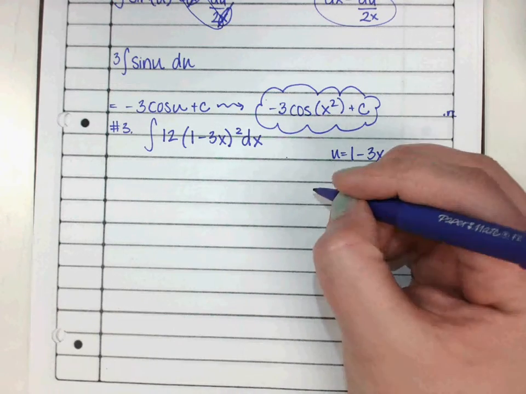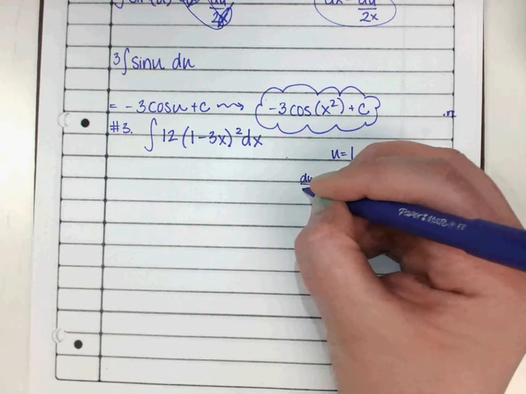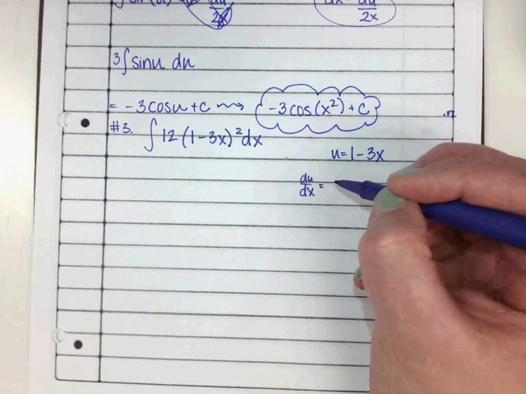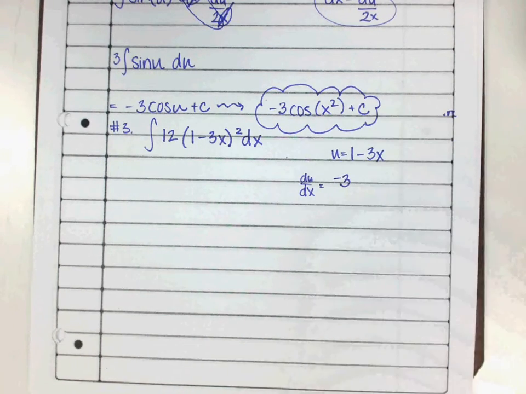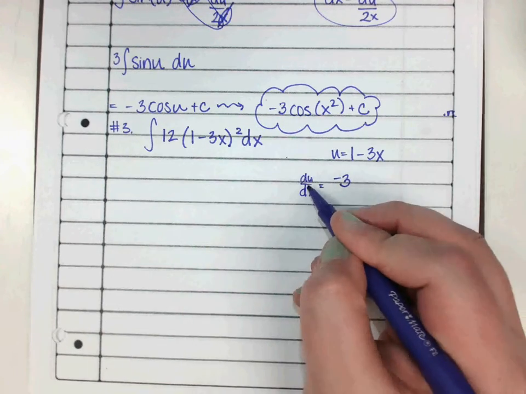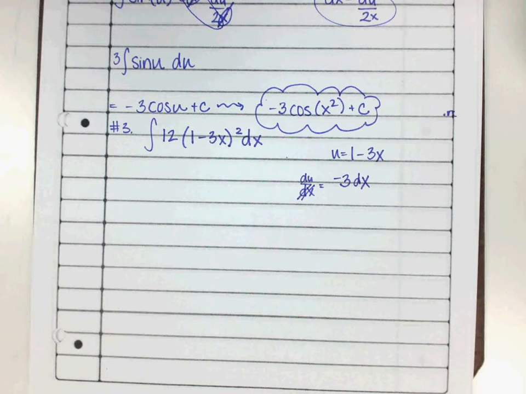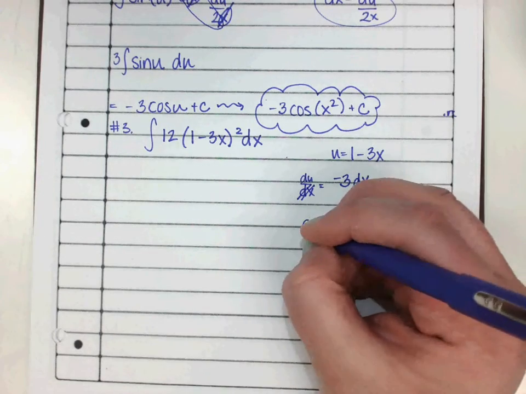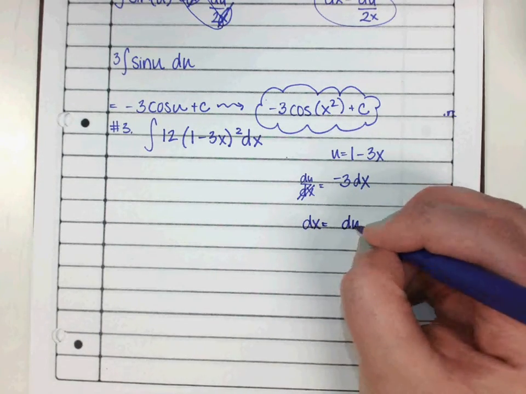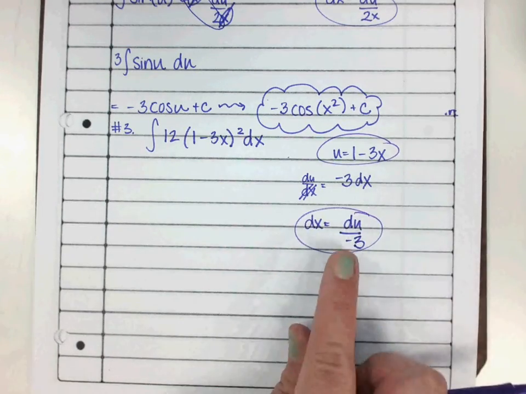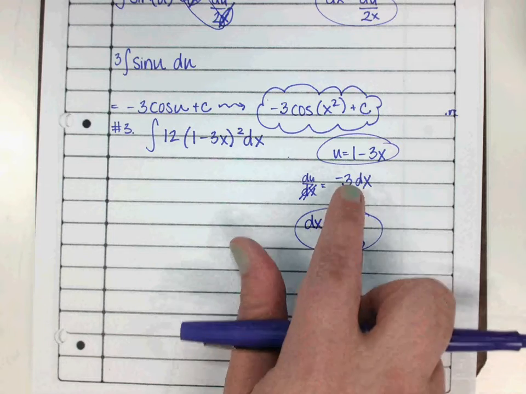Okay, so what is du dx? What's the derivative of 1 minus 3x? -3, then what? dx moves up. And then I have to solve for dx, so my -3 moves down. So now I have dx equals du divided by -3. Circle, circle. Those are my substitutions that I'm going to use. Okay?